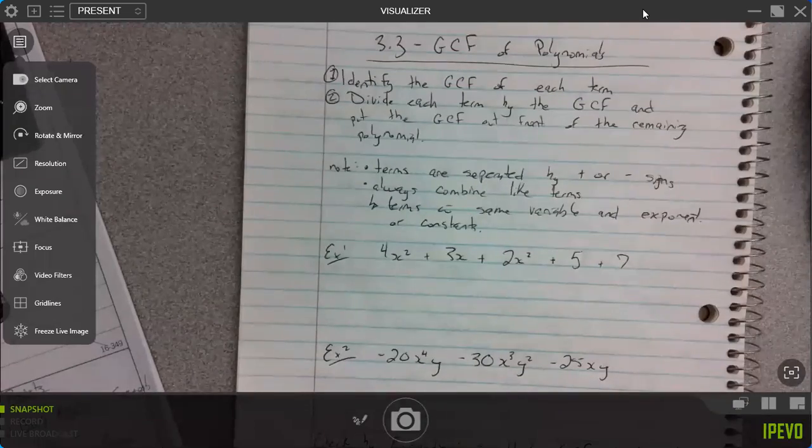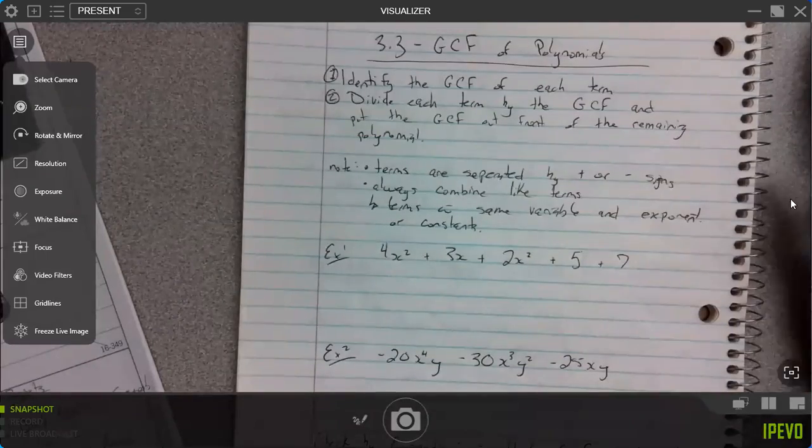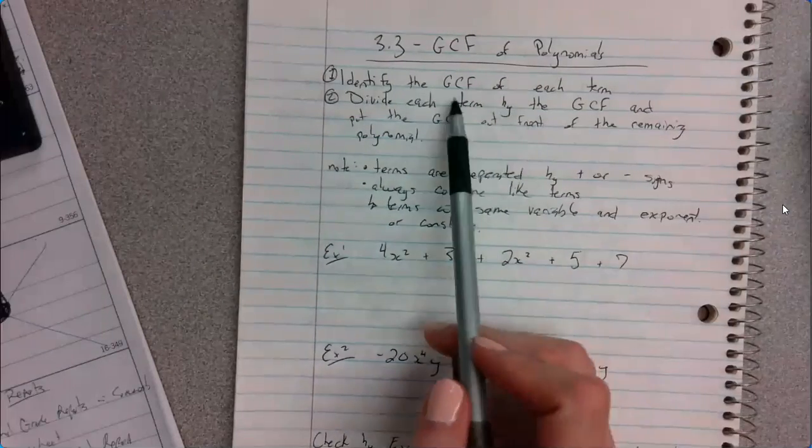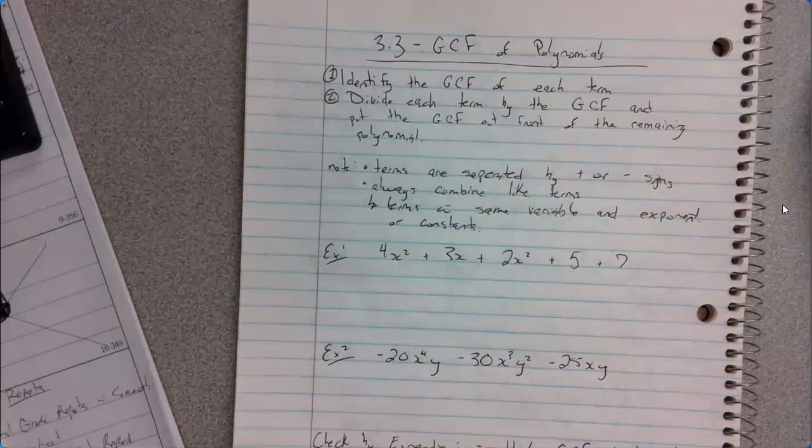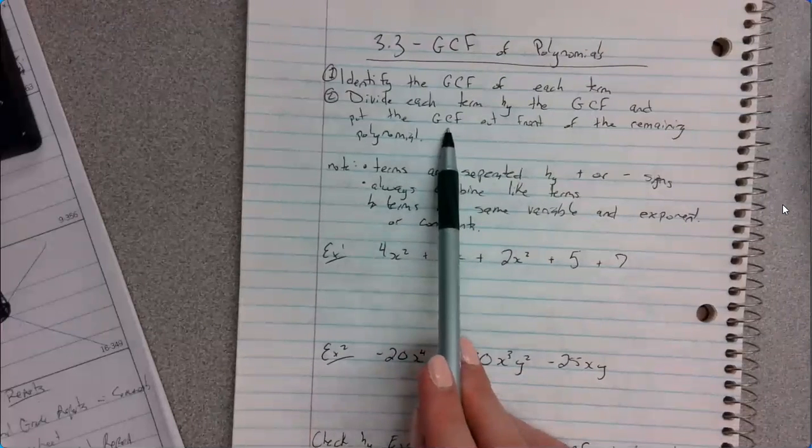Okay, so when you're finding the greatest common factor of a polynomial, the first thing that you need to do is identify what the greatest common factor of each term is. Then we're going to divide each term by that greatest common factor and put the greatest common factor in front of the remaining polynomial.